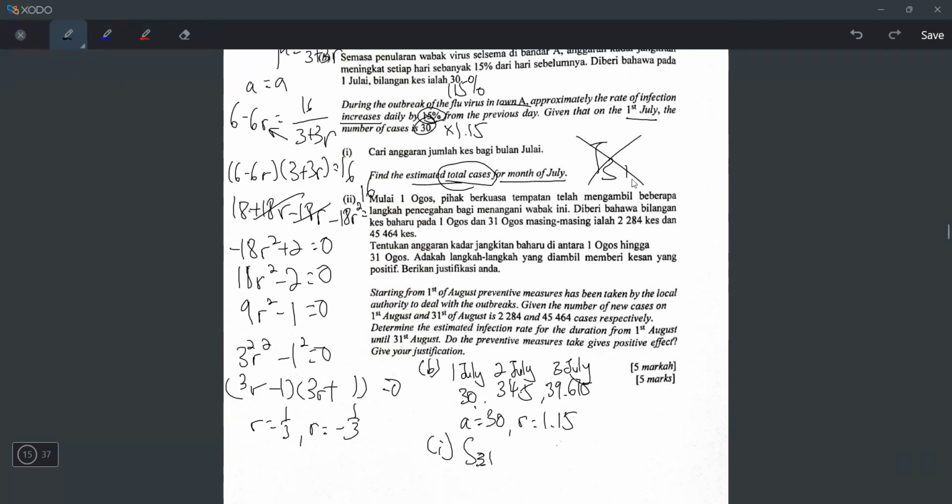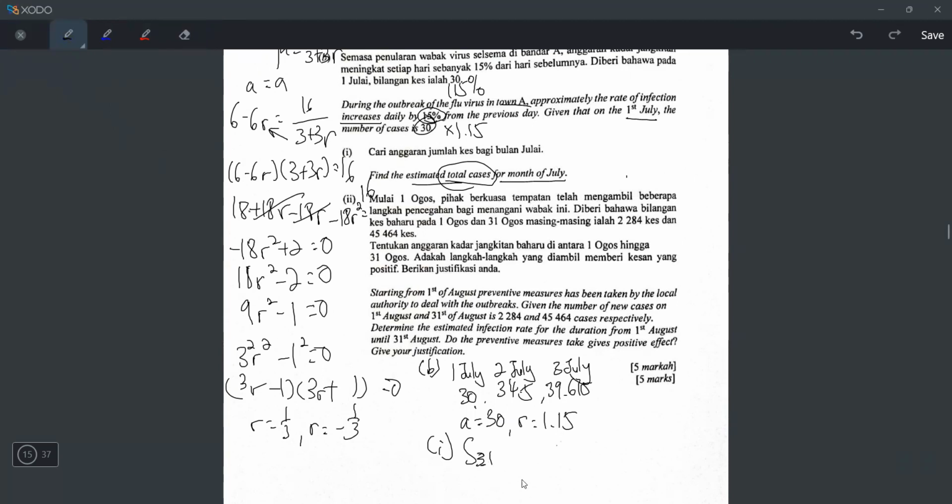Because if you use T31, you are only finding the cases on the 31st July. You're only finding cases on that day, on the 31st July, on that day only. But I want the total cases for the whole month. So you should find the S31, right? So the S31 will be what?